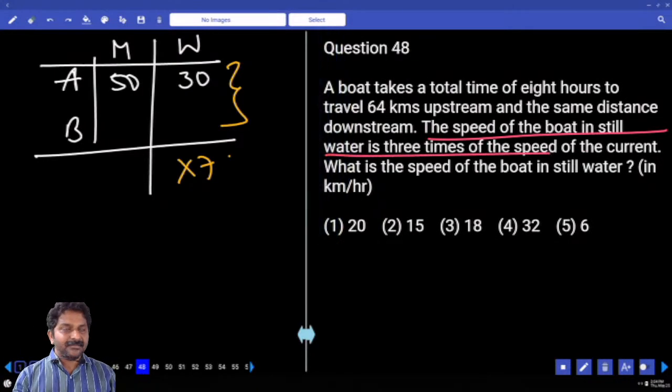Underline it and read. Come again. I am not satisfied. Come again.